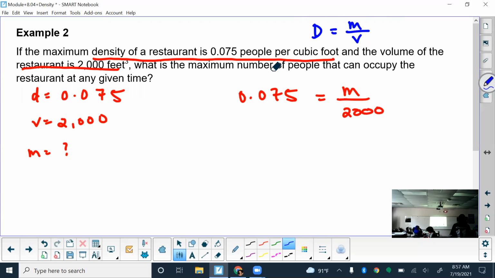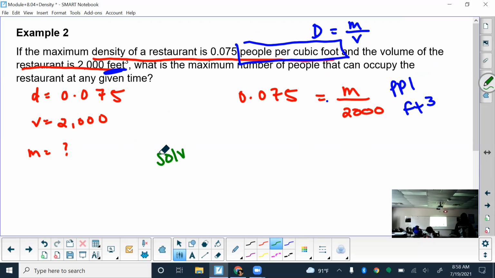Another indicator for what we're solving for is the units that they use for density. It says people per cubic foot. On the bottom, volume is in cubic feet. Mass is people, and it's asking what's the maximum number of people. So it's another way you could figure out what you're solving for. So now that you have it set up, you can solve for m. So a little bit of algebra.